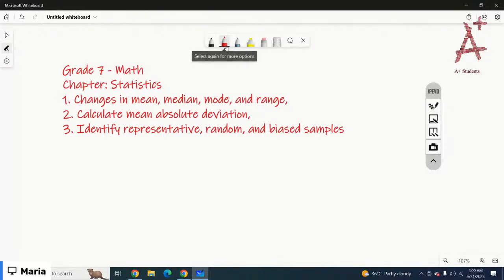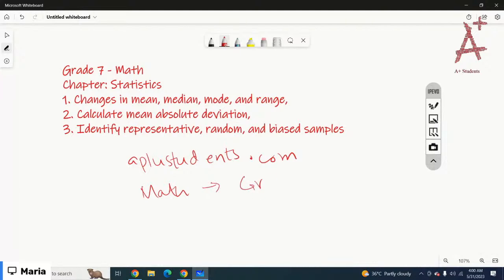We are here for grade 7 maths. You can find all the lessons on aplusstudents.com. You have to log in there using your email address, and the password is provided by the administrator. Then you have to select math from the subject tab.